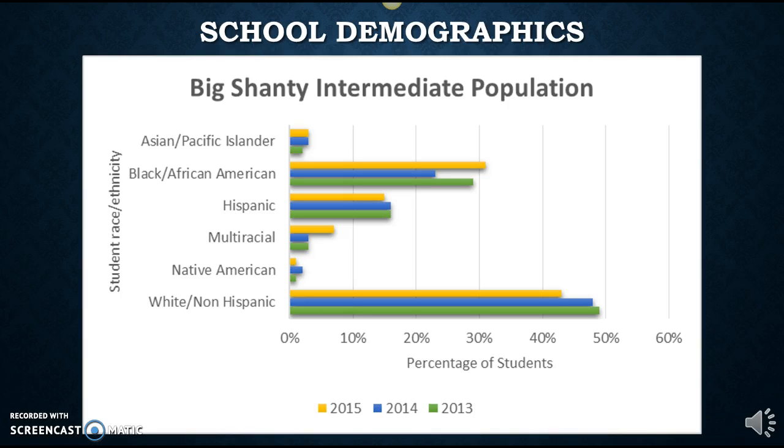Demographics at Big Shanty Intermediate. In 2013, we had 735 students. In 2014, we had 780 students. And in 2015, we had 702 students. As you can tell by looking at the graph for those 3 years, the majority of our population was white, non-Hispanic students. And after that, Black African American students. And coming in third would be the Hispanic population.